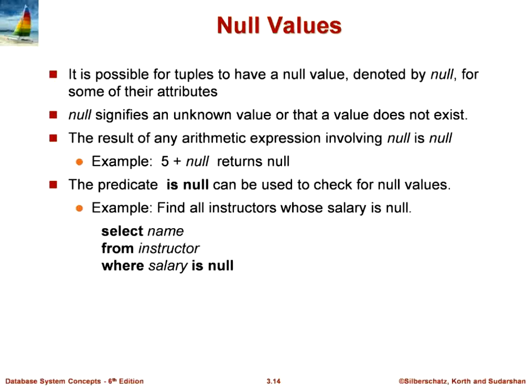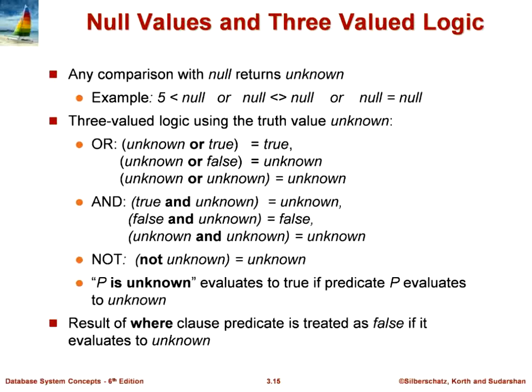It is possible for tuples to have null values, denoted by null, for some of their attributes. Null signifies an unknown value or that a value does not exist. The result of any arithmetic expression involving null is null. For example, 5 plus null will result in null. The predicate is null can be used to check for null values. For example, find all instructors whose salary is null. You can use select name from instructor where salary is null. So is null is the predicate which can be used for this purpose.